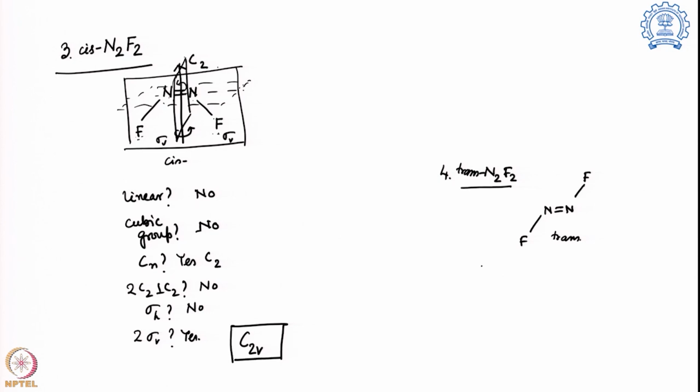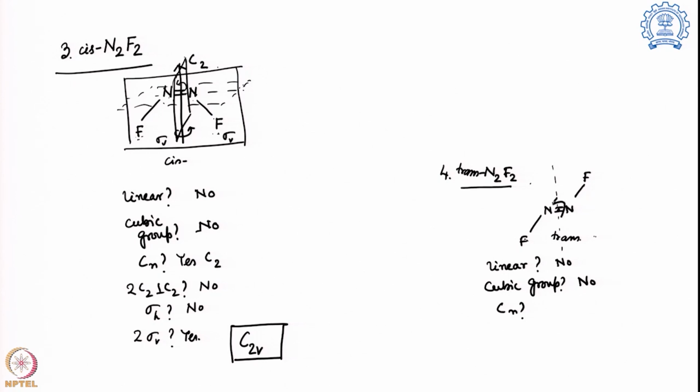Now the trans molecule. For the trans molecule, we start with the same questions. Are you linear or not? The answer is no. Cubic group? The answer is no. Do you have a Cn? Now previously our Cn was somewhere around here. If you rotate that, the fluorine will come to this side, this fluorine will go to this side, so they are not really matching the original position with 180 rotation.